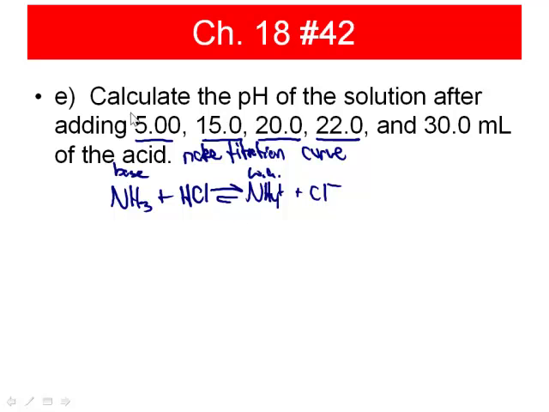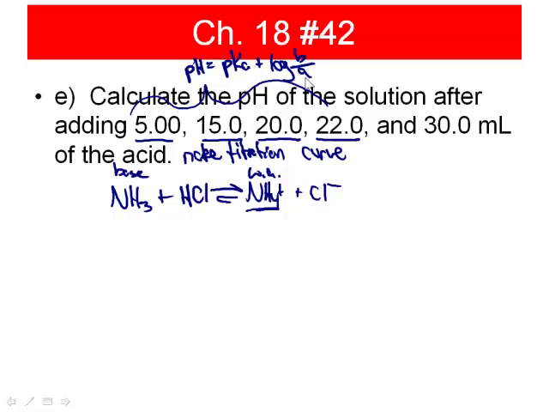So at each of these 4 points, the easiest way to find the pH of the solution is to use the Henderson-Hasselbalch equation. The pH is equal to the pKa of the acid, which in this case is going to be ammonium ion, plus the log of the ratio of the base over the acid. So what we need to know at each of these points to find the pH is the ratio of the base to the acid.